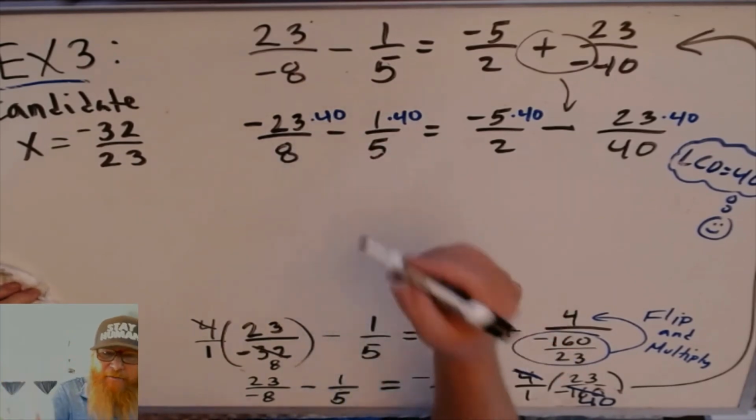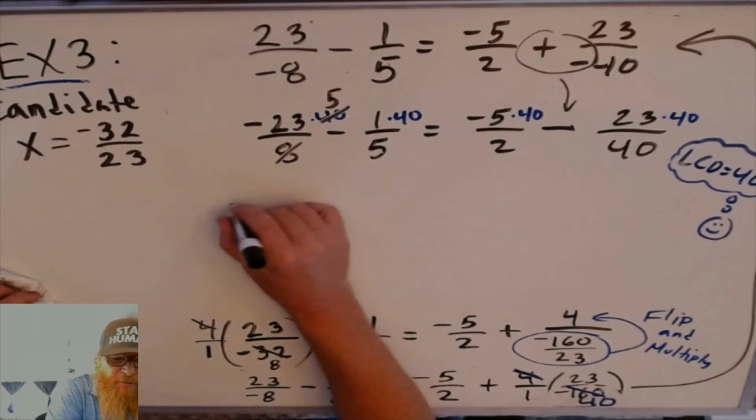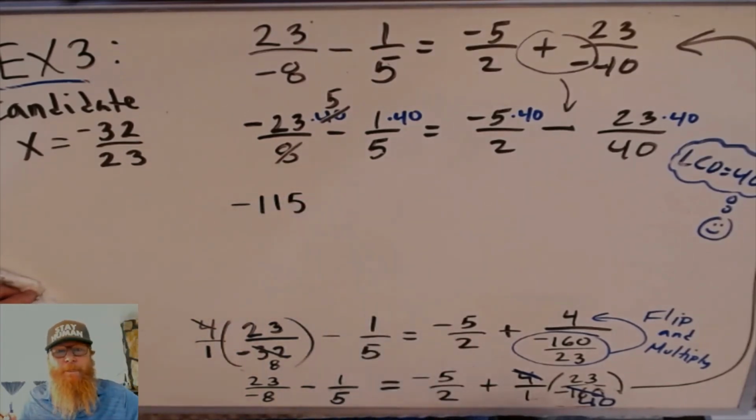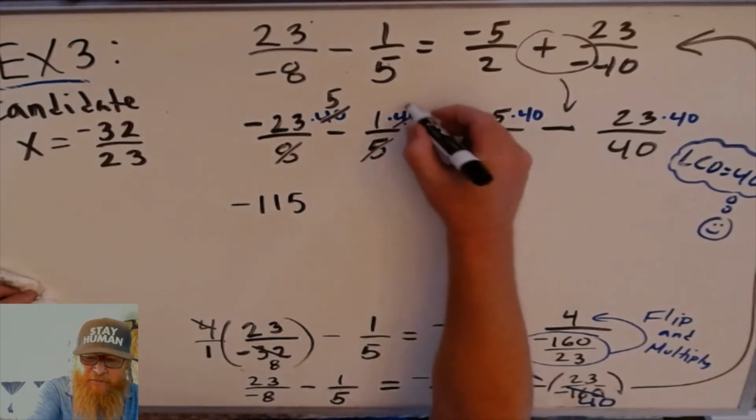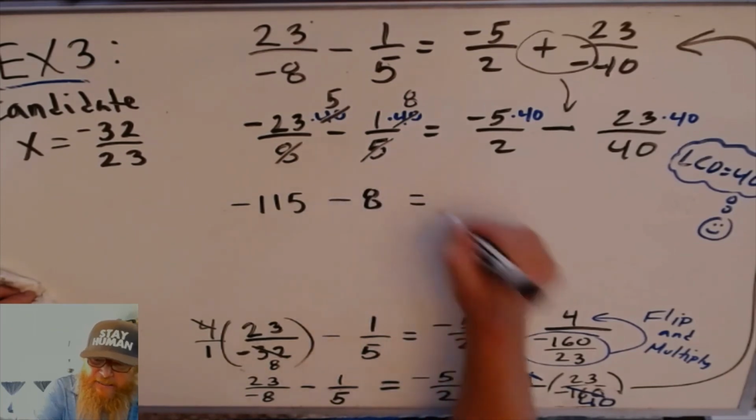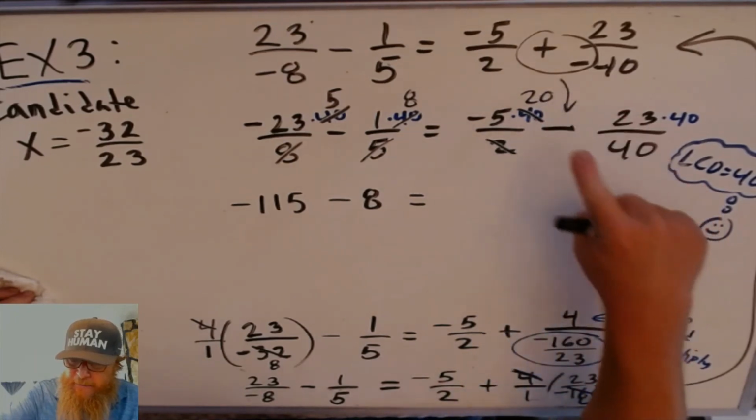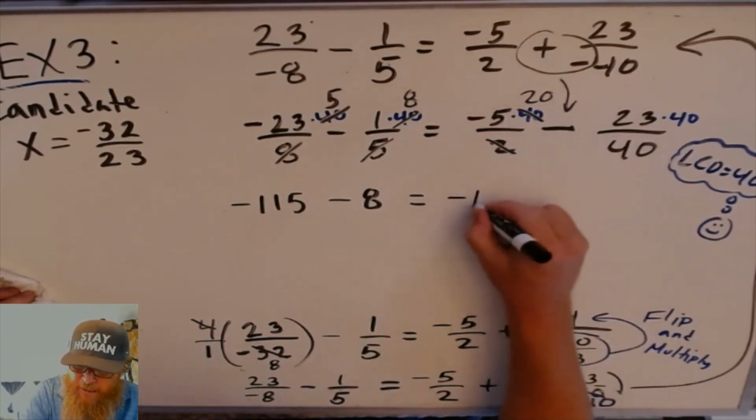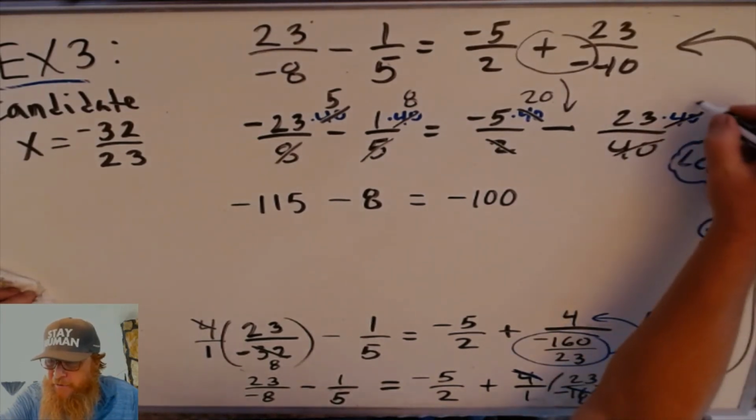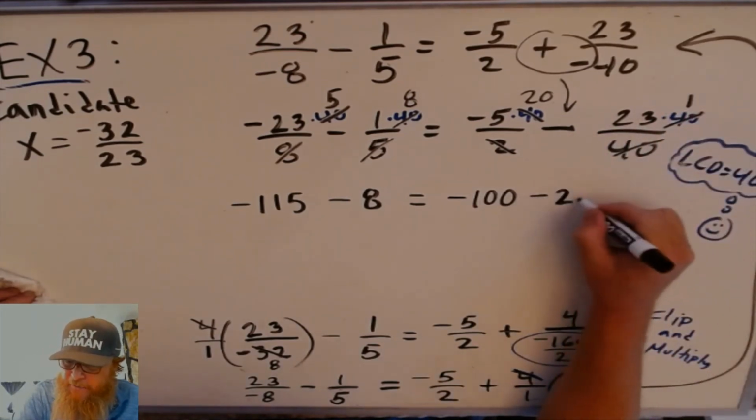All right, let's go ahead and finish this up. 8 goes into 40 5 times. Negative 23 times 5 is negative 115. 5 goes into 40 8 times. Negative 1 times 8 is negative 8. 2 goes into 40 20 times. Negative 5 times 20 is negative 100. 40 goes into 40 one time. Negative 23 times 1 is negative 23.